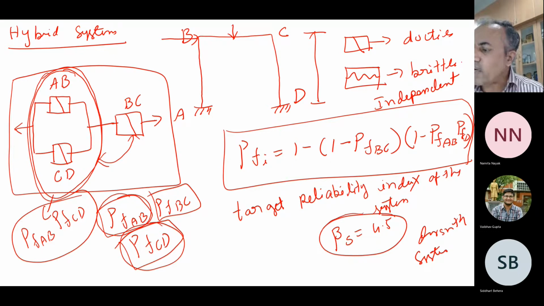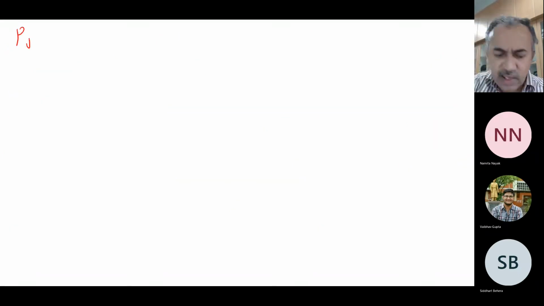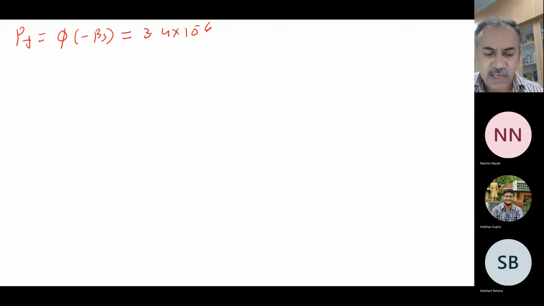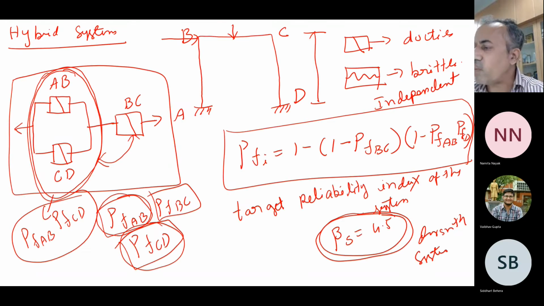So once you know the target reliability index for the system, the probability of failure you can easily calculate from the normal distribution. So this turns out to be 3.4 into 10 to the power of minus 6. Okay. Now what will be the individual probabilities? What is it that you will try to assume here?